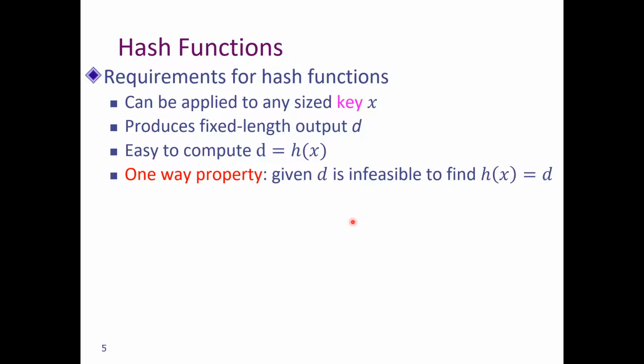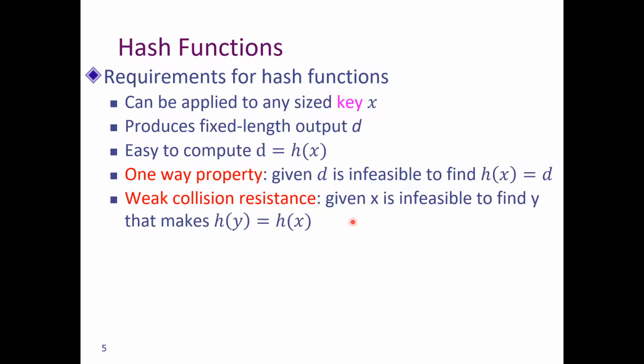And there is a so-called one-way property. Suppose we know the result D, and it should be infeasible to find the key whose result is D. So if we have the result, we may not easily find an input X that can produce D. Okay, so this is called a one-way property.